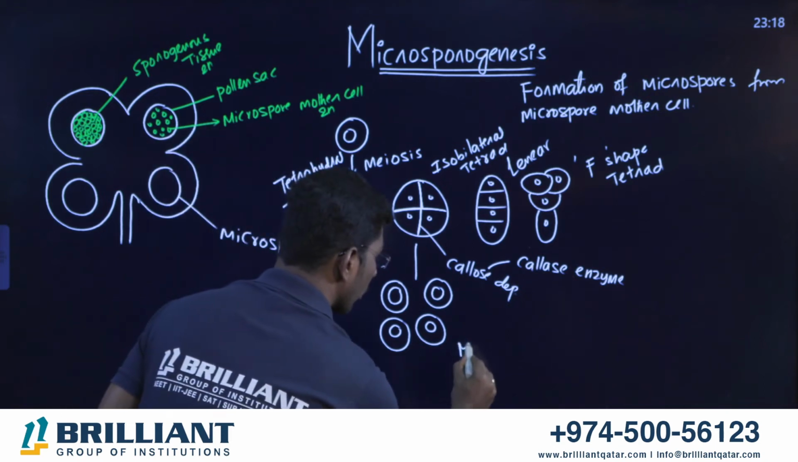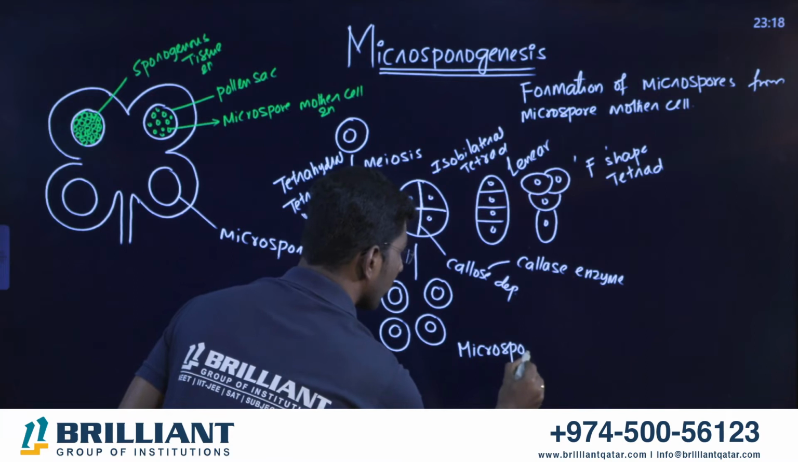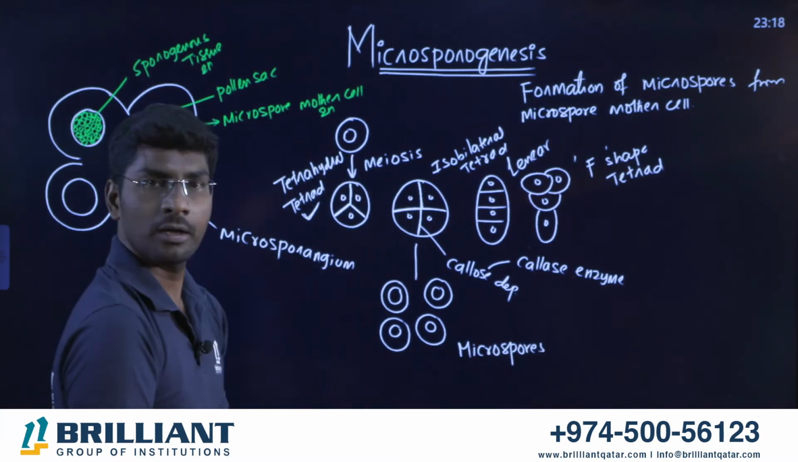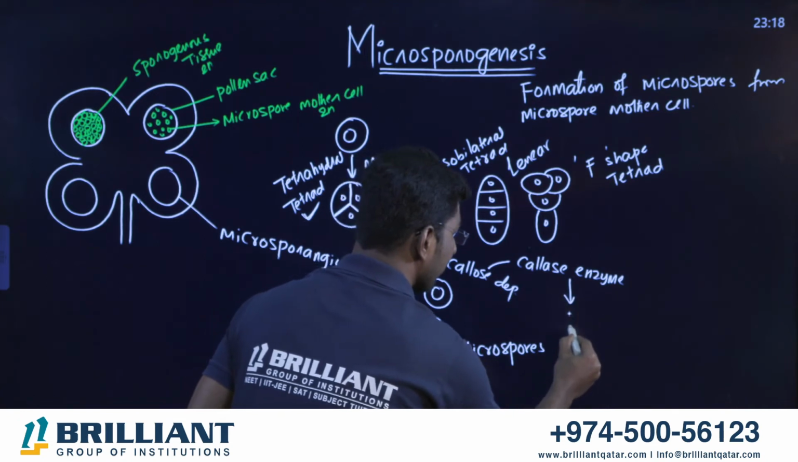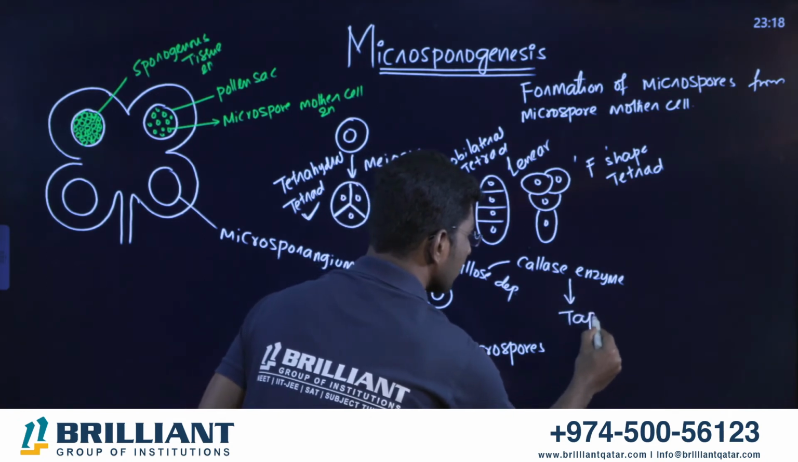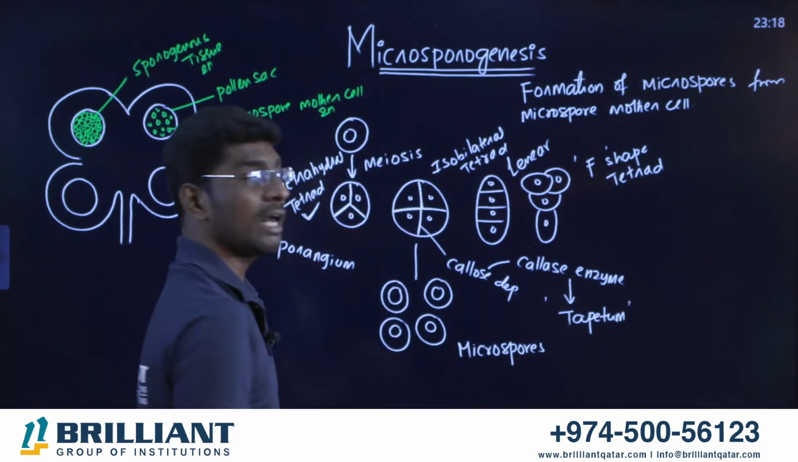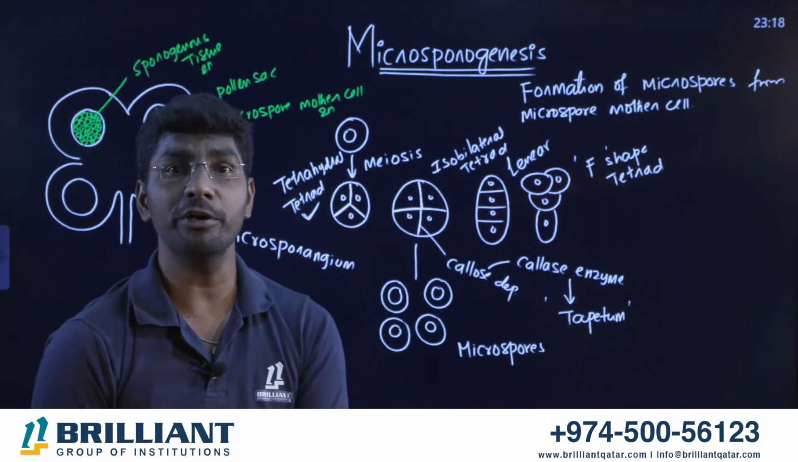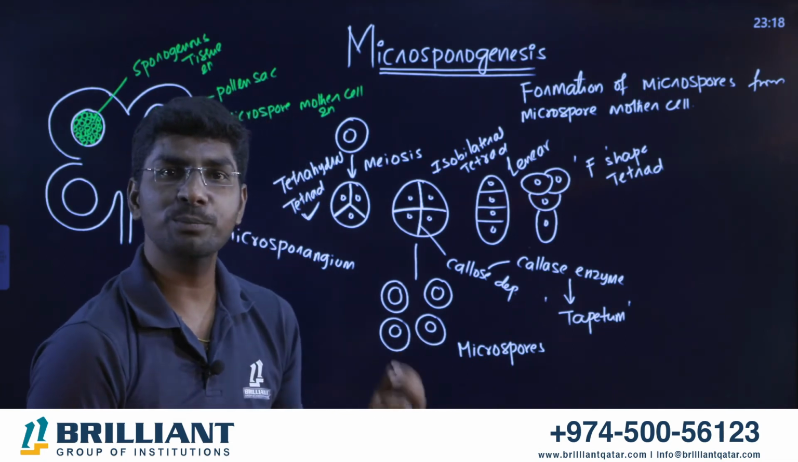So these all are called what? Tell me. Microspores. So who will produce this callase enzyme? Callase enzyme is secreted by the tapetum layer. The tapetum is the innermost layer of the anther wall. You get my point? So microspores have formed.